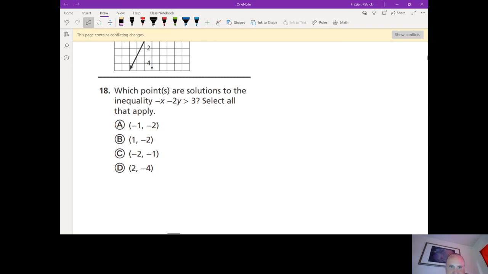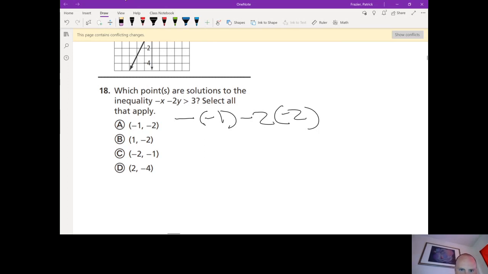And then, which points are solutions to the inequality negative x minus 2y is greater than 3? Select all that apply. So again, we're just substituting. We have negative on the outside times negative 1, and that's minus 2 times y, which is negative 2. This is x in the first one, and that's y. So the first number in the ordered pair is always x, and the second one is always y.